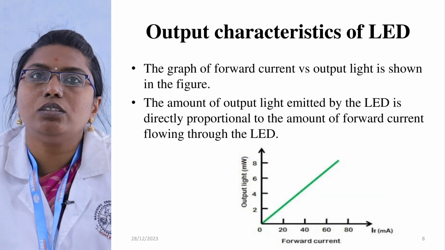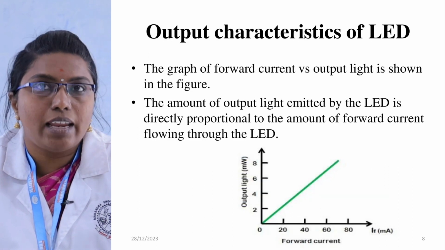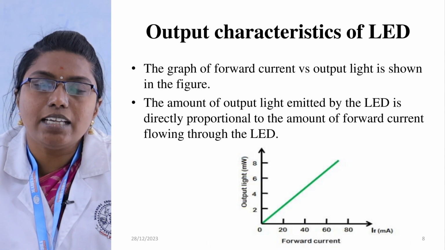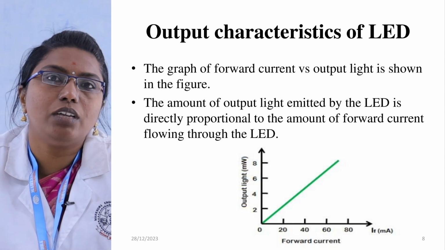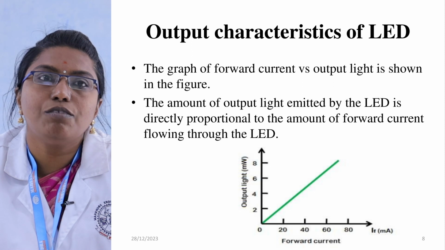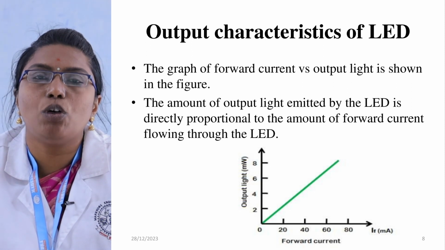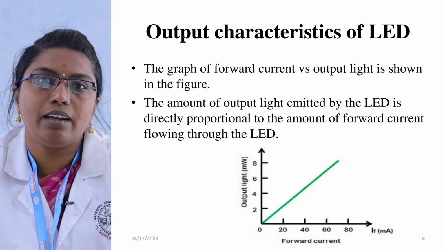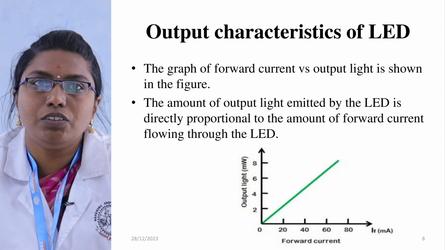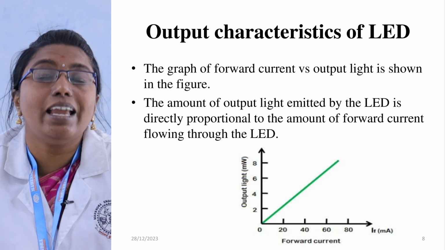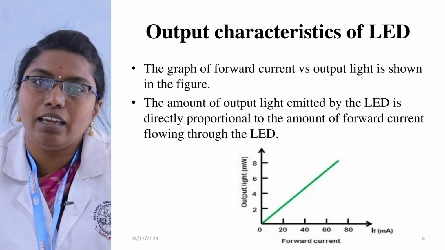Next we will see the output characteristics of a light emitting diode. Here the light emission is directly proportional to the amount of forward current flowing through the LED. This is a graph plotted between the forward current and the output light. If the forward current increases, the intensity of light also increases.